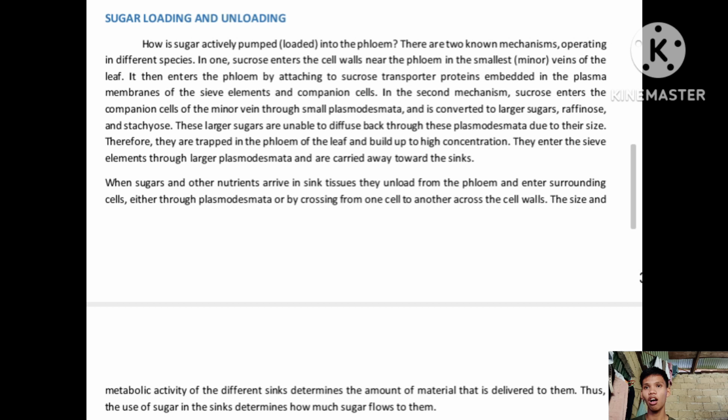When sugars and other nutrients arrive in the sink tissues, they are unloaded from the phloem and enter surrounding cells, either through plasmodesmata or by crossing from one cell to another across the cell walls. The size and metabolic activity of the different sinks determine the amount of material that is delivered to them. Thus, the use of sugar in the sinks determines how much sugar flows to them.